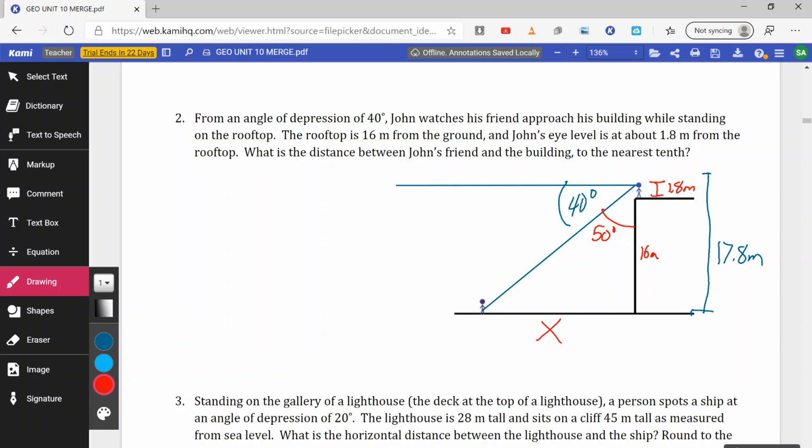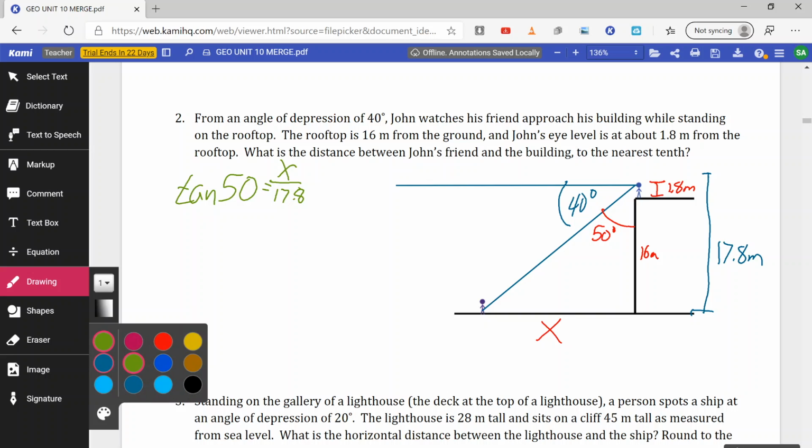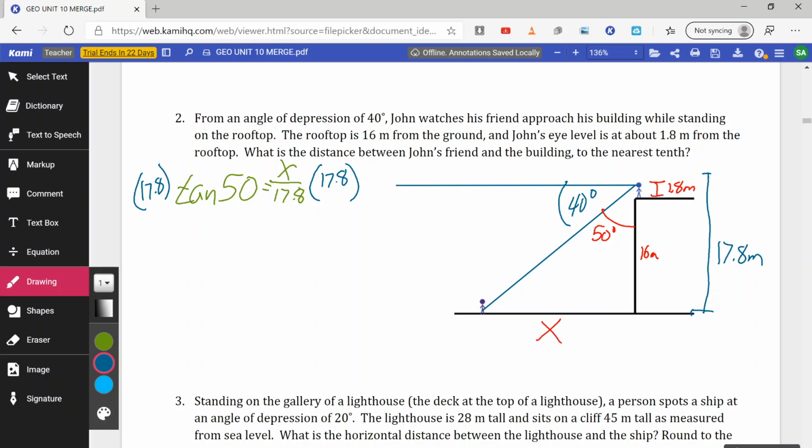So here we have our angle 50 degrees, sides x, and in our case, 17.8 meters. So we have an opposite side and an adjacent side. So we're going to use tangent again. Tangent of our angle that we're working with, in this case 50, is equal to our opposite side, x, over our adjacent side, 17.8. And just like the previous problem, we're going to multiply by the denominator to get rid of it. We do it on both sides, 17.8.